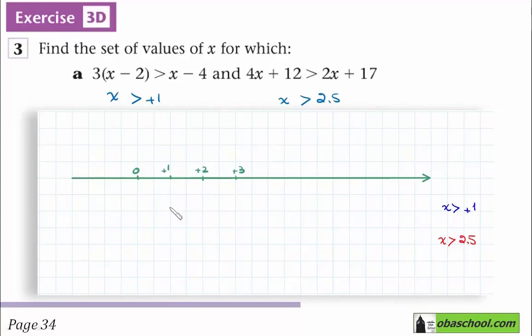Since we have greater than without equal, I have to draw on the value plus 1 a hollow circle. Since we have greater than, we have to complete the arrow by dragging it as we see here. So from this circle, I will go ahead to the right of the value plus 1. This is the set of values for the solution for the first inequality.